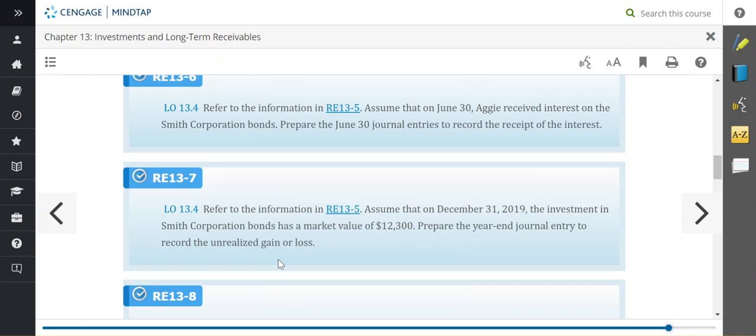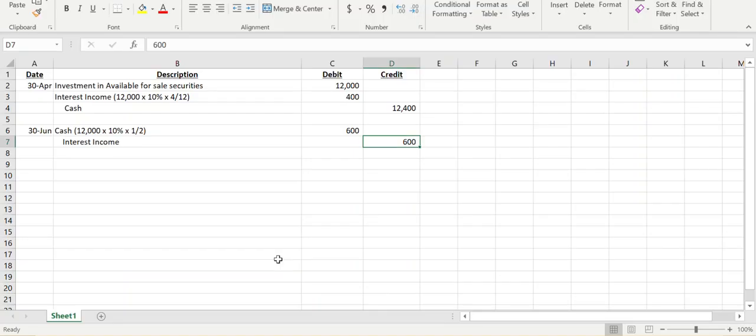So we don't actually impact the investment account directly for what we call this unrealized gain or loss. It's unrealized because I'm not actually selling this investment. So I haven't actually gained anything and I haven't actually lost anything. It's basically what I could have gained or lost had I sold my entire investment in the Smith Corporation bonds as of December 31st. So we're going to compare the market value to the carrying value of the bonds that we have. So on December 31st, we're going to do an adjusting entry.